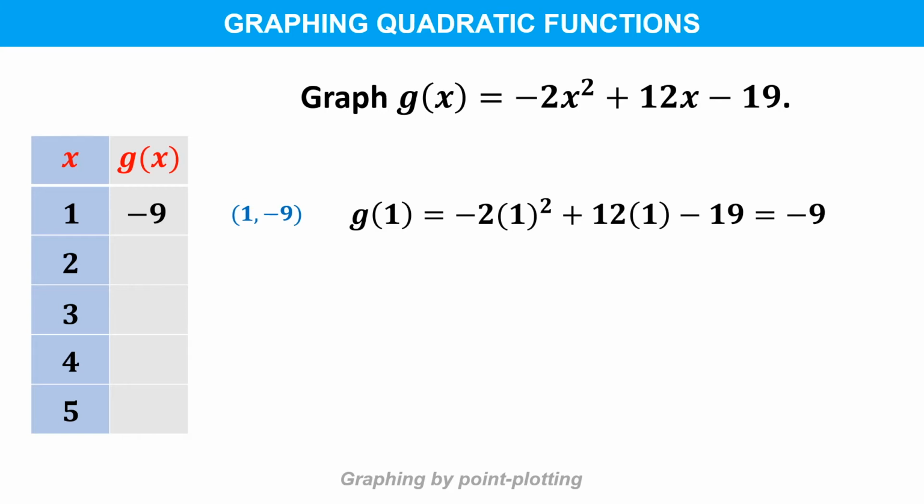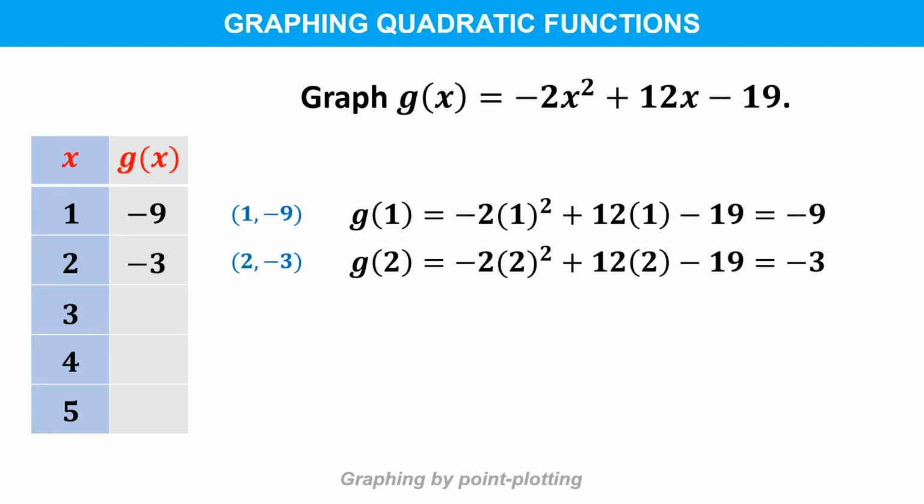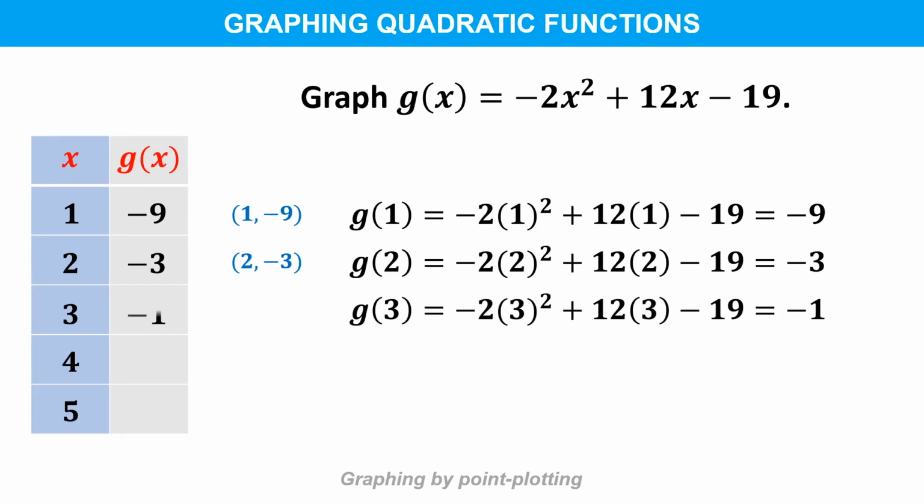If x is 1, g of 1 is -9. The corresponding point is 1, -9. If x is 2, g of 2 is -3. The corresponding point is 2, -3. If x is 3, g of 3 is -1. The corresponding point is 3, -1.